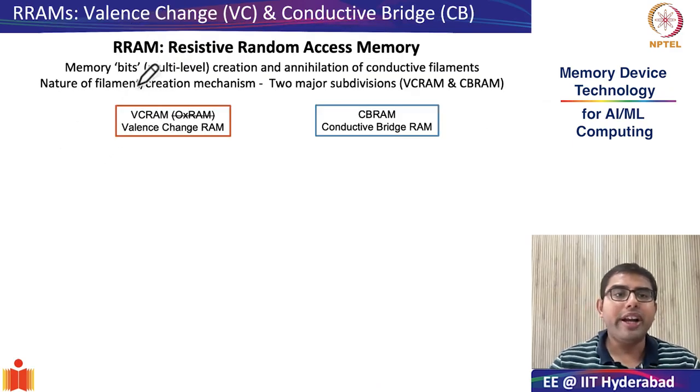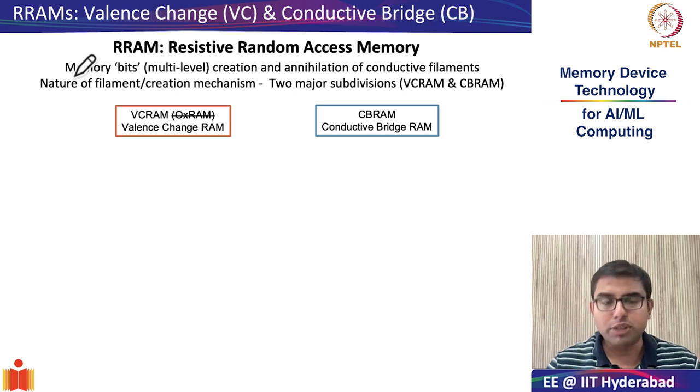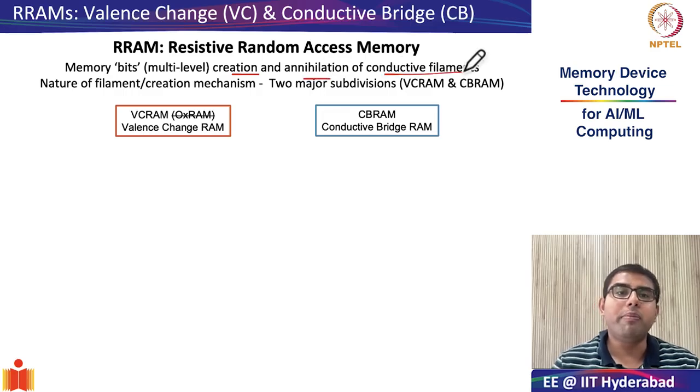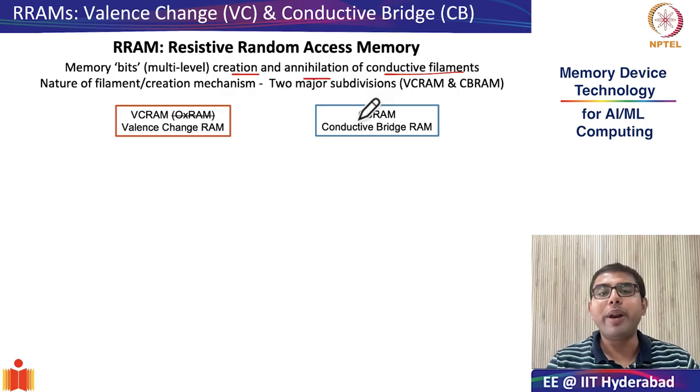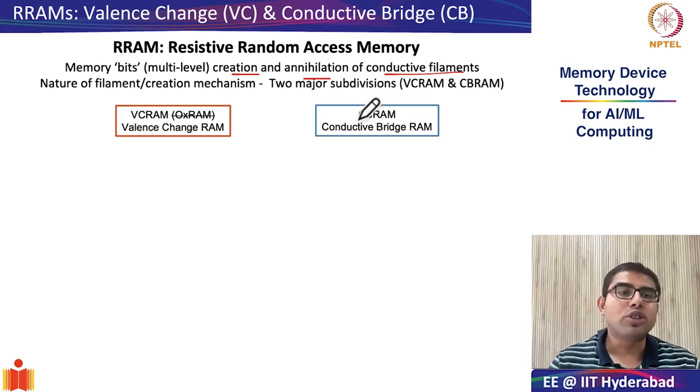So as we have already defined that memory or bits, especially at multi-level, are somehow stored through the creation and annihilation of these conductive filaments. Now, depending on the nature of these conductive filaments, RRAMs are divided into two main subclasses. One is your VCRAM or your valence change random access memory, and other is called CBRAM, which is also called conductive bridge random access memory. So let's begin with VCRAM first.